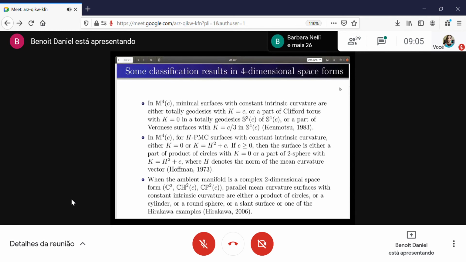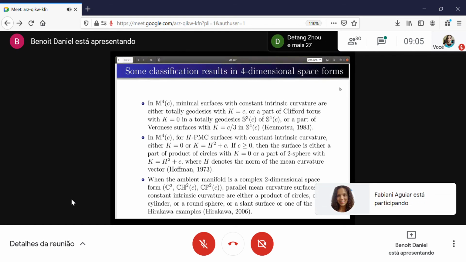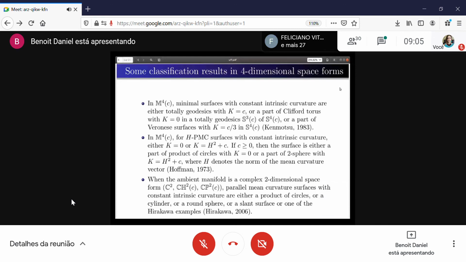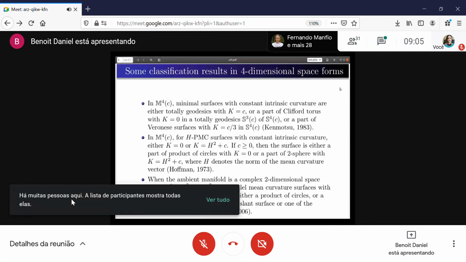We are particularly interested in classifying PMC surfaces with constant intrinsic curvature. So this is a very overdetermined problem because it is 2 very strong conditions. So when we ask, given a certain ambient manifold, what are PMC surfaces with constant intrinsic curvature, what we should expect is very few examples. We should expect trivial examples and maybe some exceptional examples. This is the kind of result you can expect because it is too strong. And there are some results known about this in dimension 4, for example.